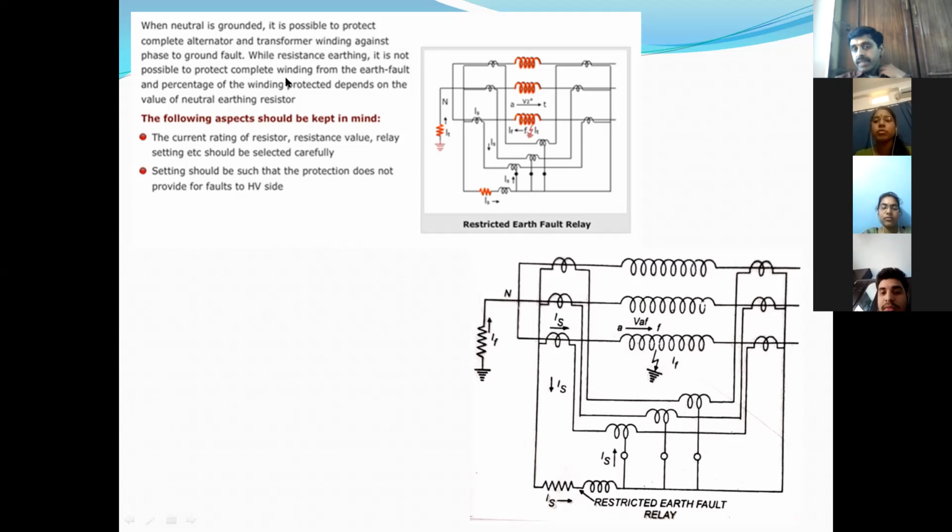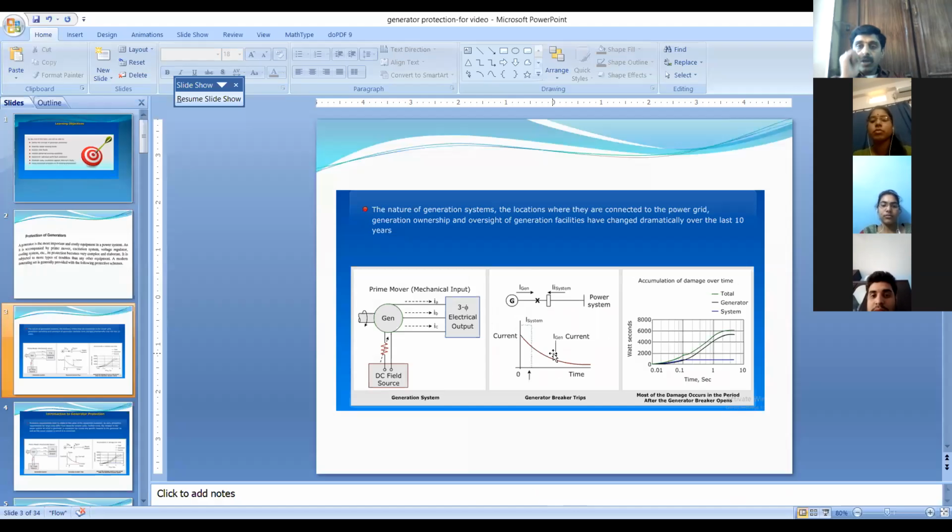So 40 minutes time is over, I think. Now I'll stop this meeting at this point and we'll continue with restricted earth fault protection. Okay.